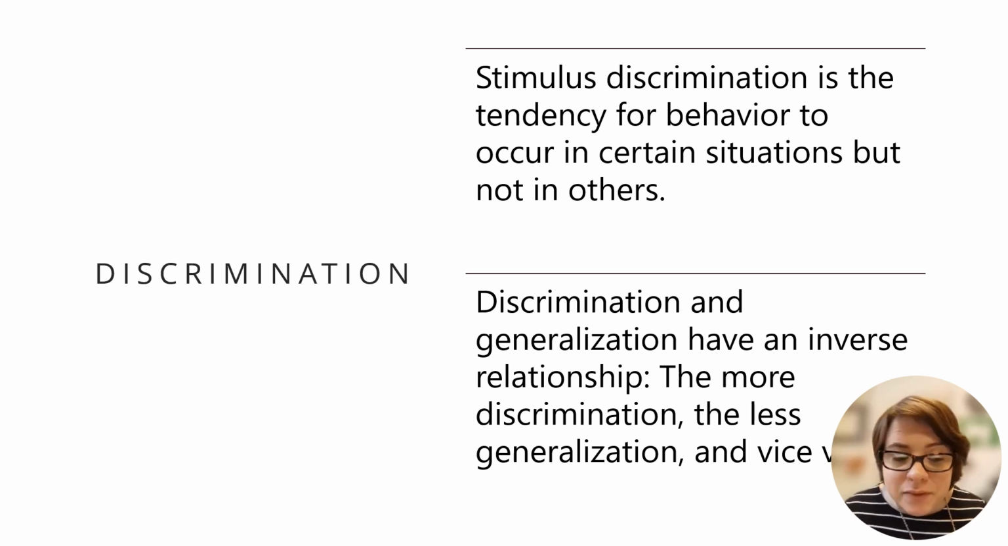So just like we can talk about stimulus generalization, we can also talk about discrimination. Stimulus discrimination, sometimes just called discrimination, is the tendency for behavior to occur in certain situations, but not others. Scholars usually define it more narrowly as the tendency for behavior to occur in the presence of certain stimuli, but not in their absence. So basically, discrimination and generalization have an inverse relationship. The more discrimination, the less generalization, and vice versa. Generalization gradients, therefore, reflect the degree of discrimination. A relatively flat generalization gradient indicates little or no discrimination, whereas a steep gradient indicates considerable discrimination.